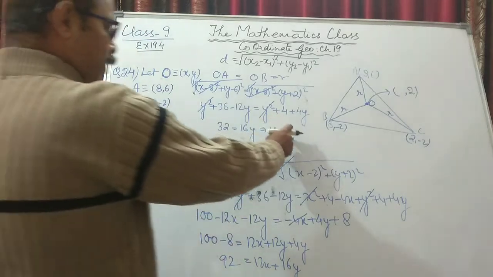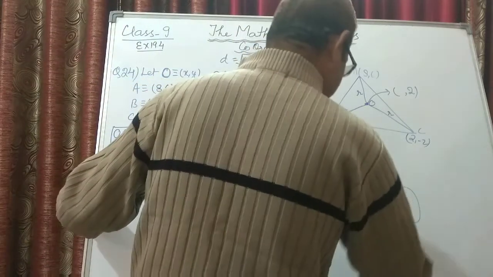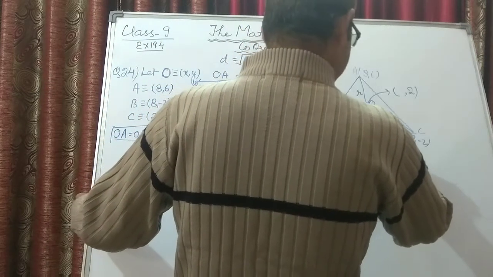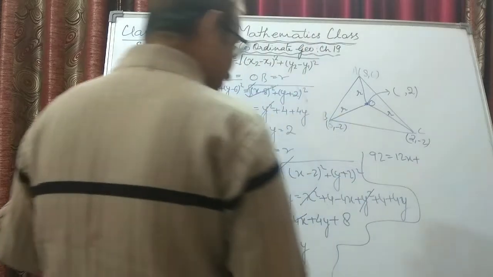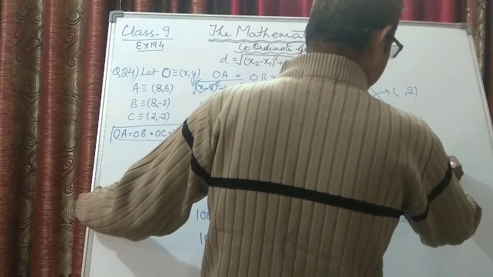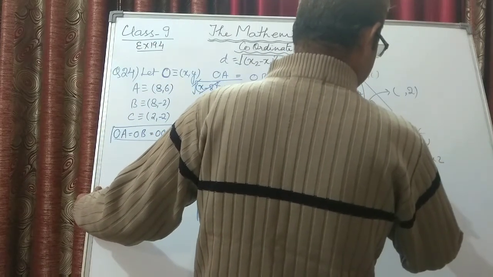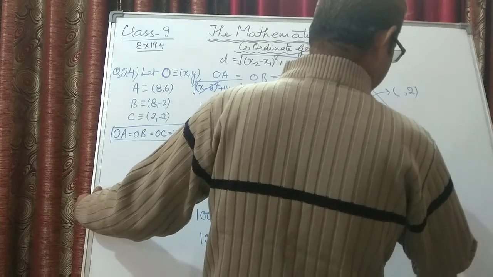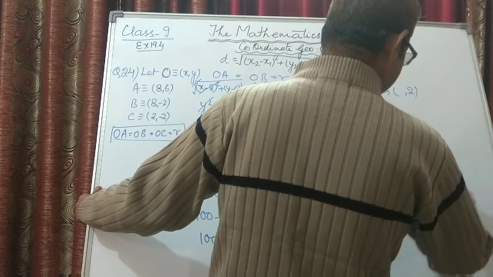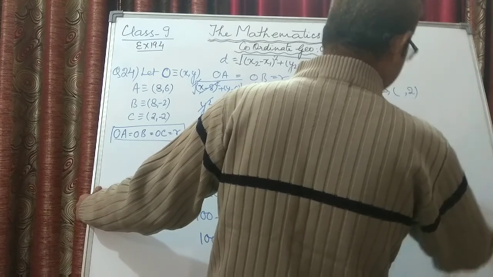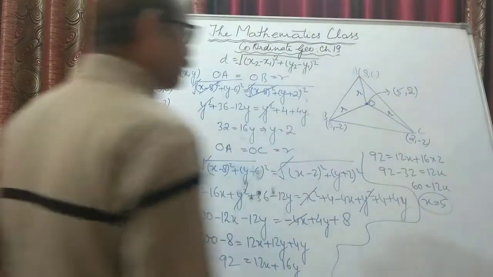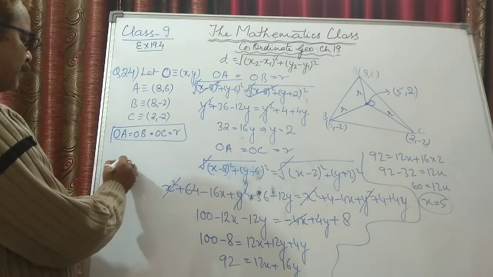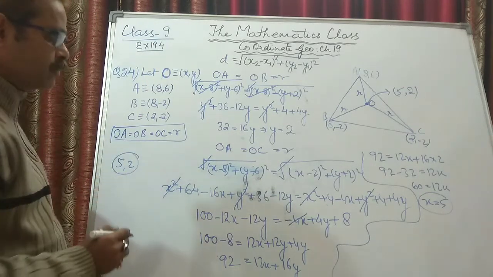Now we already got the value of y as 2. So in this we are going to substitute the value of y. It means 92 is equal to 12x plus 16 into 2. 16 into 2 is 32. So 92 minus 32 is equal to 12x. It will become 60 is equal to 12x, which implies that x is equal to 5. So the abscissa of this point is 5. So the coordinates of x and y will become 5, 2. This was the first part.